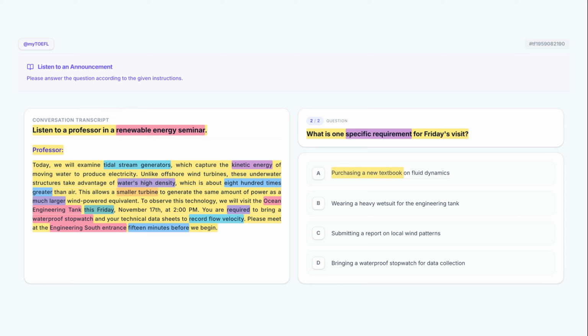Purchasing a new textbook on fluid dynamics. There was no mention of a new textbook. The professor only required items for the actual data collection at the tank. Eliminate this.